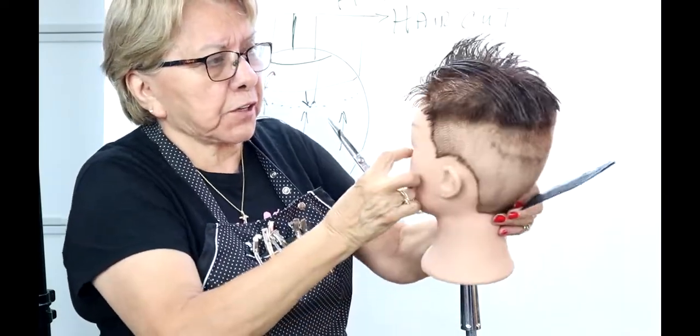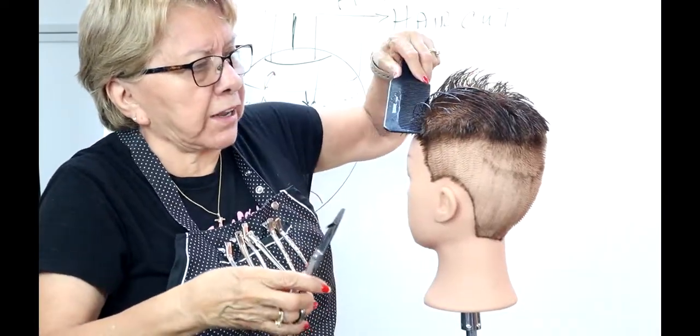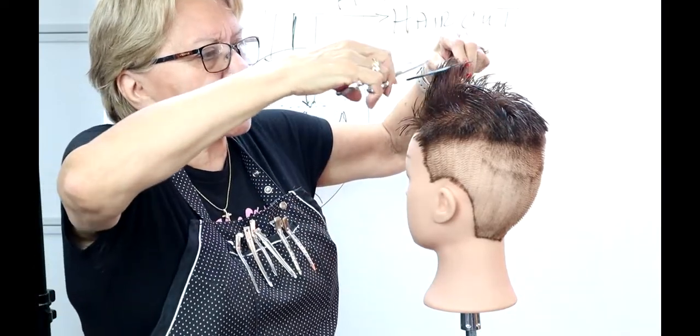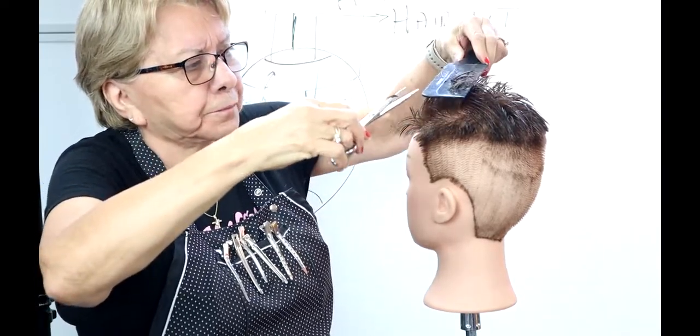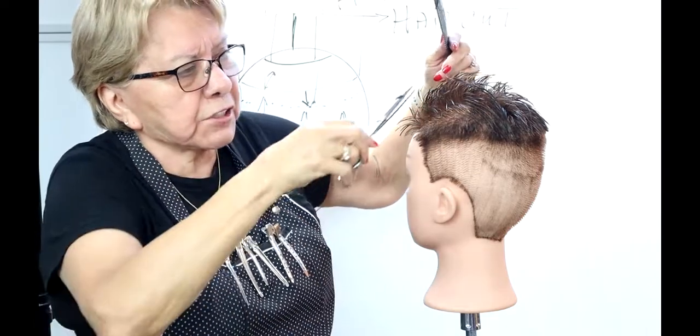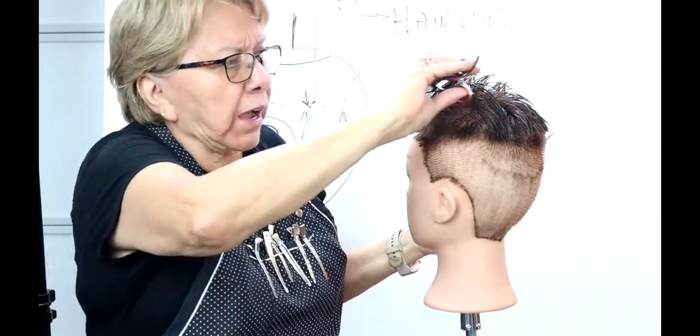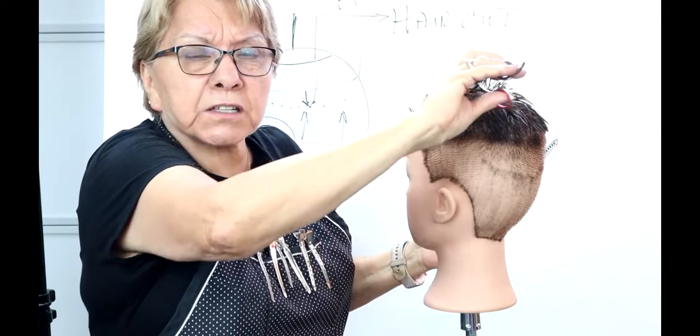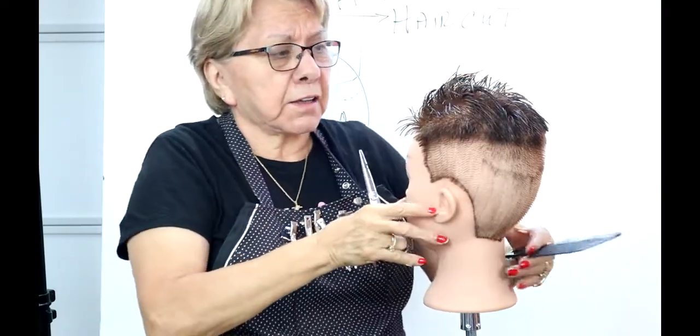I'm going to show you something. If you cut it side to side, it won't. See that lay back down? You have to cut your flat top front to back. And it is going to go all the way across.